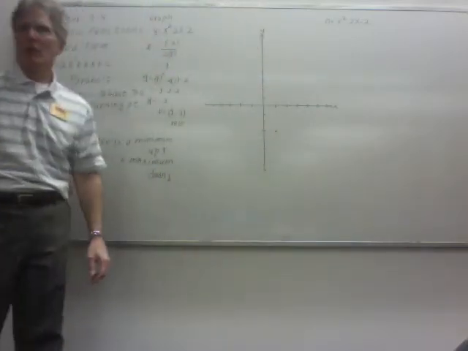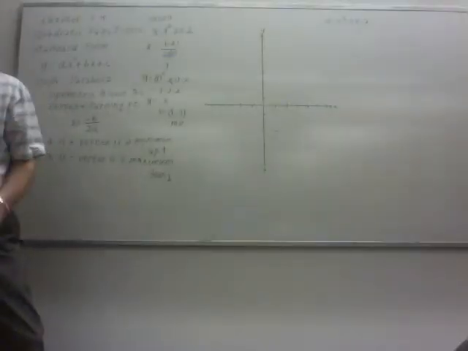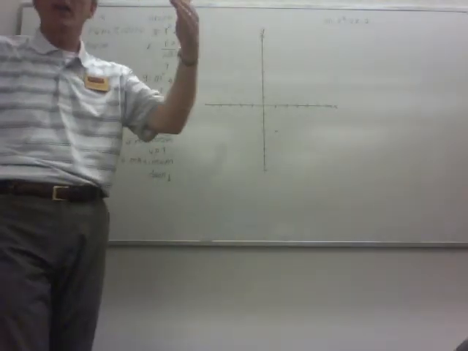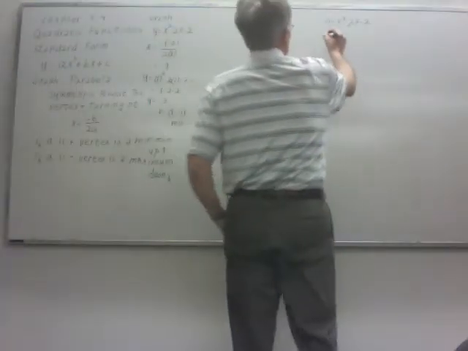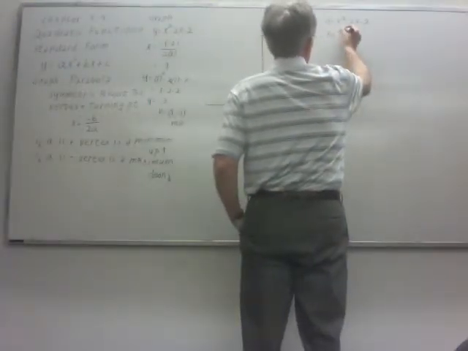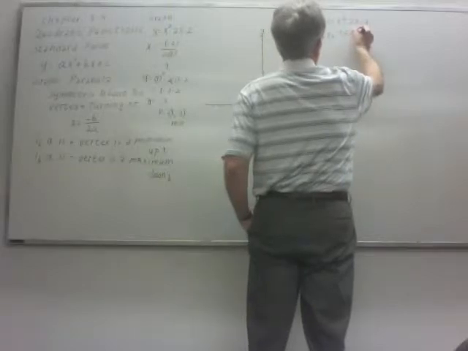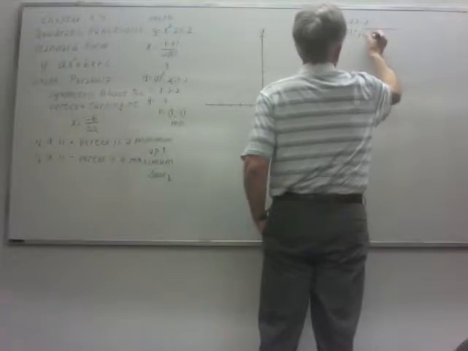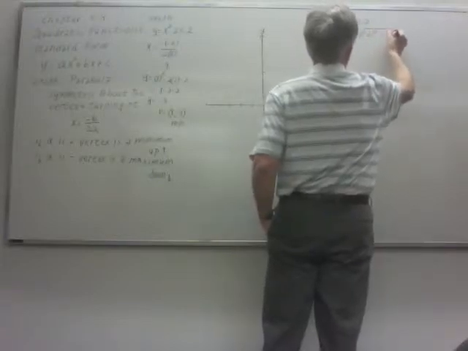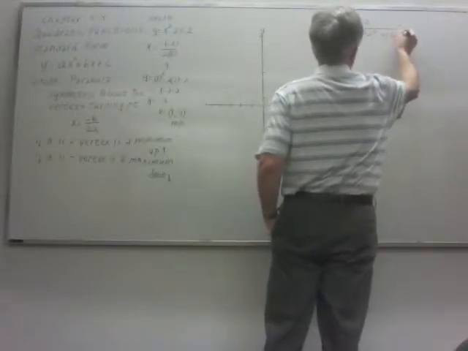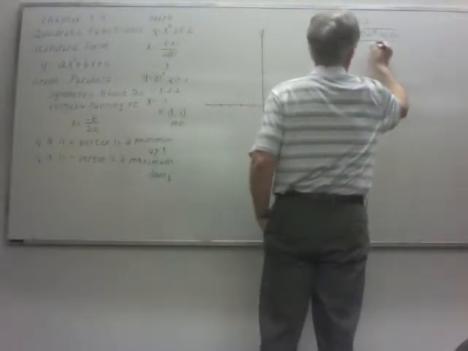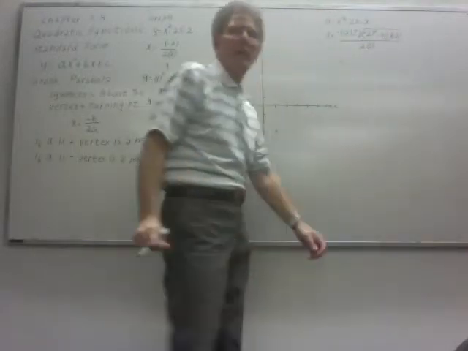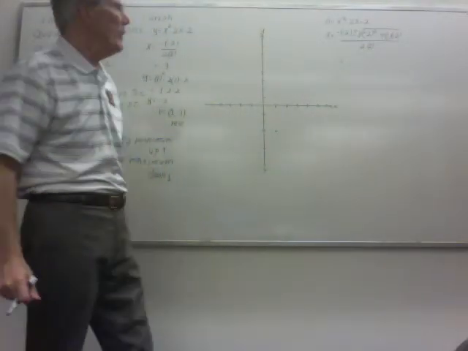That is not factorable. So since it's not factorable, we're going to have to use the quadratic formula in order to go ahead and find out what these x-intercepts are. So I've got x equals negative b plus or minus square root of b squared minus 4ac, all over 2a. Everybody have their calculators handy here? Okay, we're going to need them in a second.